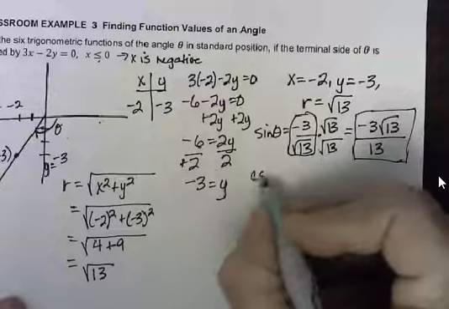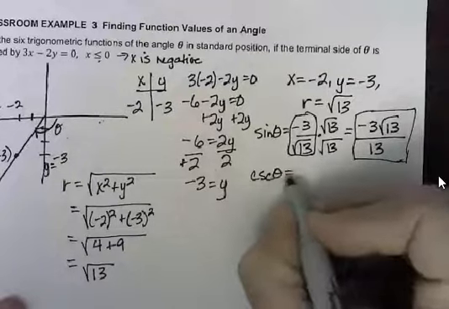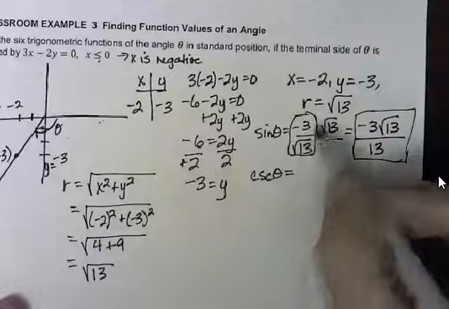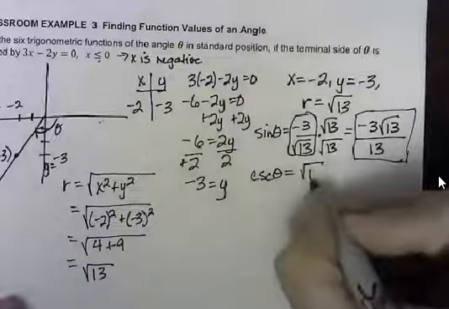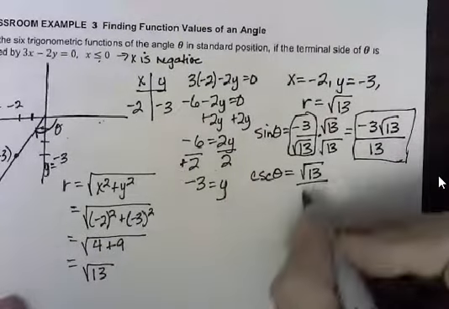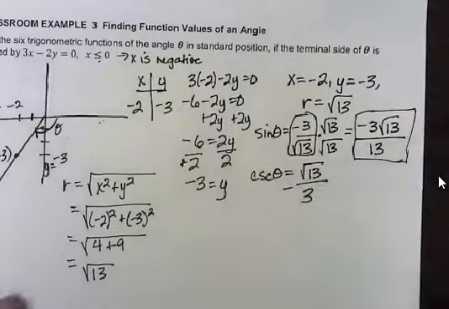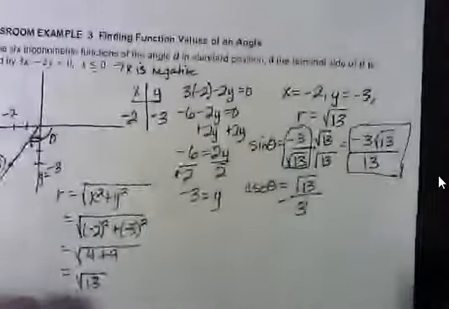And from here, if we wanted to do cosecant of theta, we could take this original answer and just flip it over. So that would give us square root of 13 over -3. We can write the negative out in front like that.